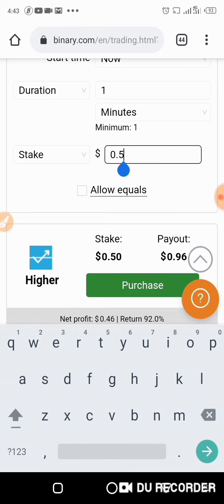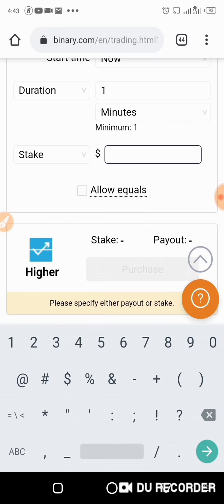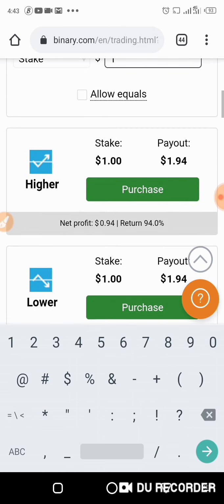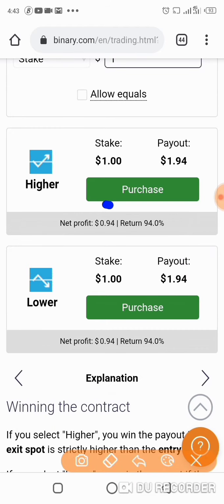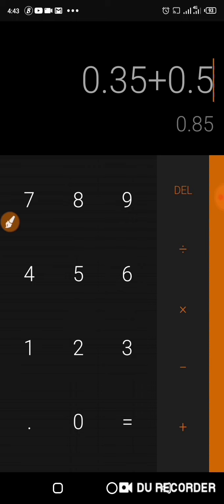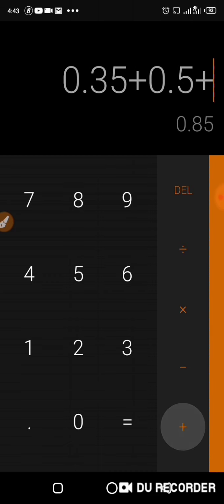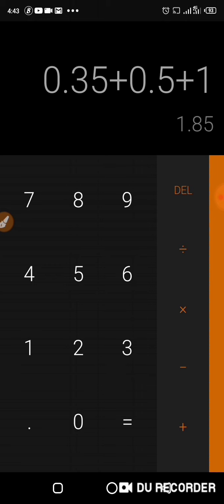So if we take here to, let me see, 1, we are having 0.94 as a profit, and 0.94 is bigger than 0.85. You now see that we have gotten back our loss and also some extra profit, so plus one. So now we have spent 1.85.